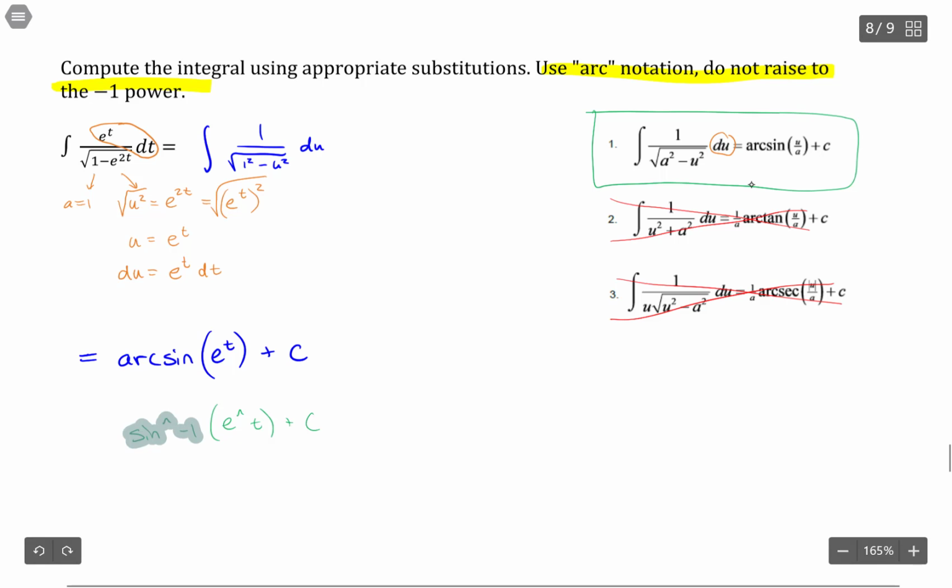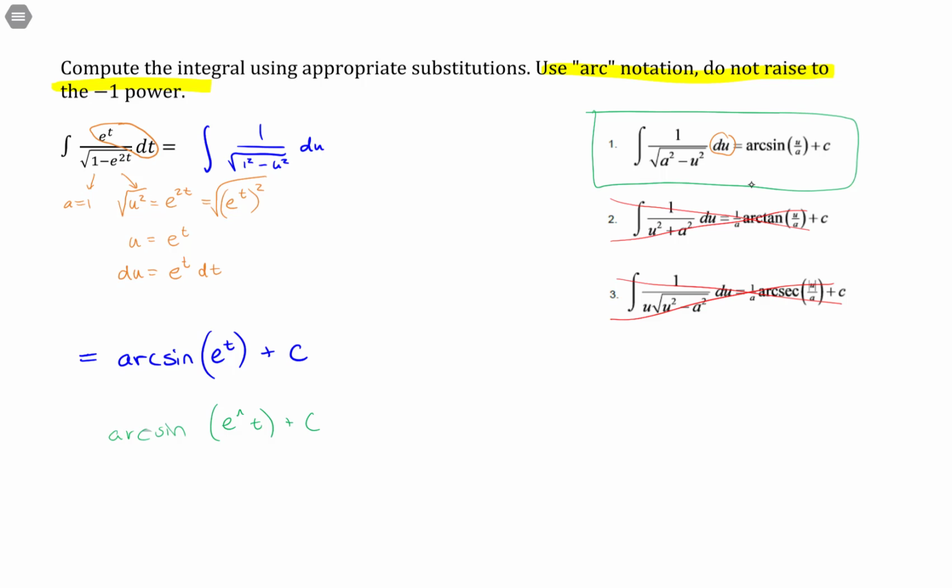I personally think that it's easier to write things like arcsine, and it doesn't look as lofty. Sine to the negative 1 just looks really weird to me. Either way will work just fine.